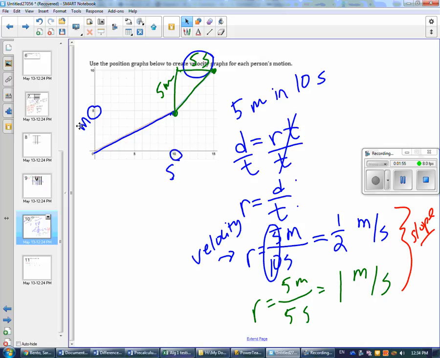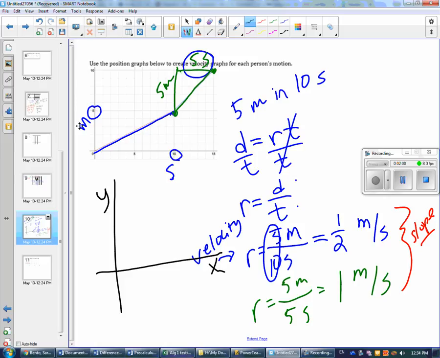So if you're going to actually graph your position graph, what you're going to need is your time at the bottom, and then on the y-axis, I'm going to graph my rate as meters per second, and I have 5, 10, and 15 across the bottom, and I need the numbers 1/2 and 1 across the vertical axis. So for the first 10 seconds, you traveled a steady 1/2 meter per second, and then at 10 seconds, your velocity switches to be 1 meter per second, and it stays there until 15 seconds. So that's what your graph looks like.